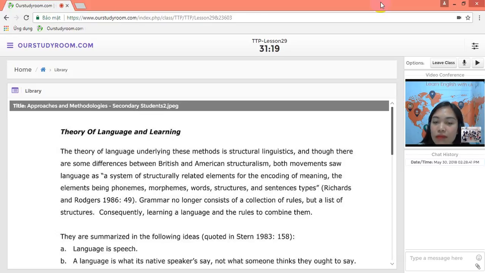The theory of language underlying this method is structural linguistics, and thus there are some differences between British and American structuralism. Both movements show language as a system of structurally related elements for the expression of meaning.